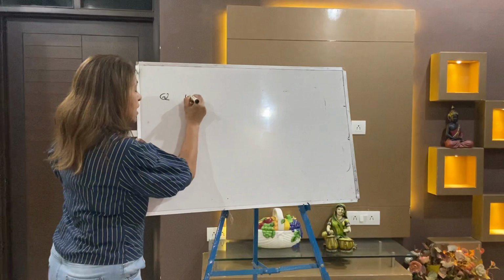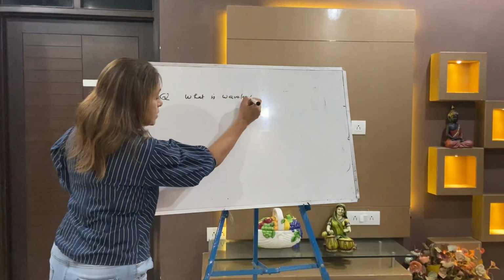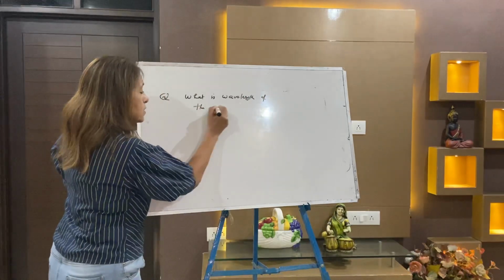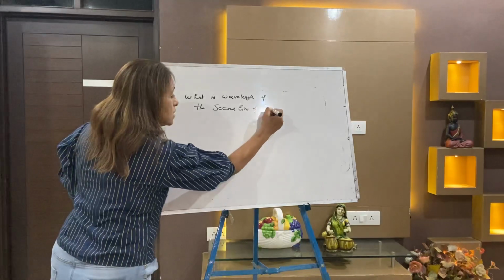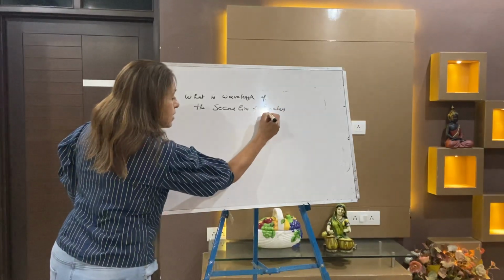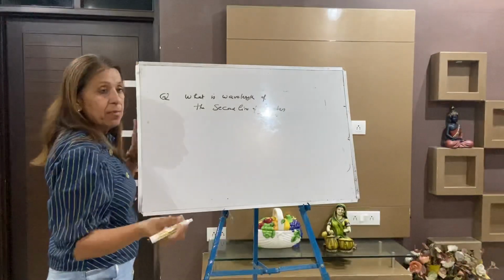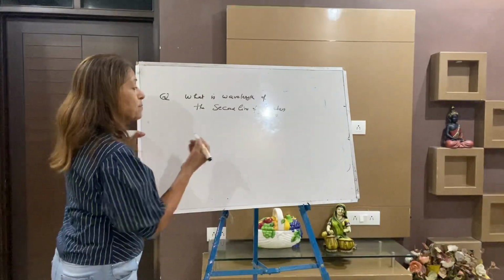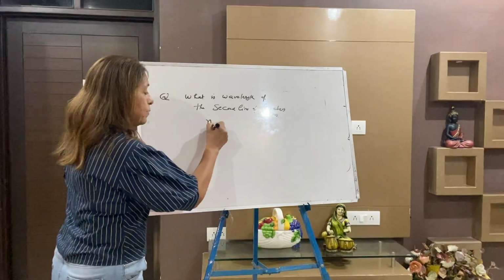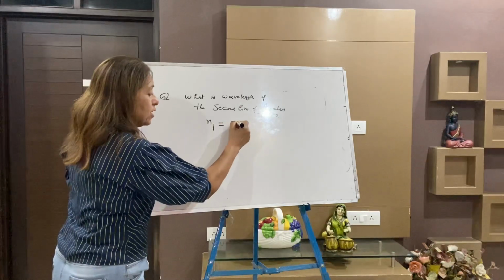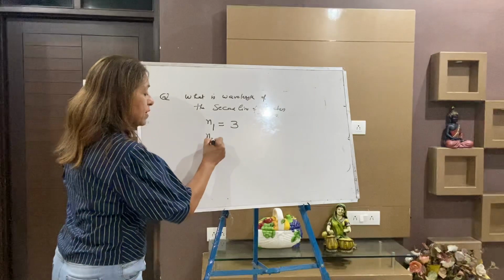Question is, what is the wavelength of the second line of Paschen series? In this way, the numericals may be asked. Just they are saying Paschen series, and we say Lyman, Balmer, Paschen. So, what is the wavelength of the second line of the Paschen series? N1 is 3. So, it's a Paschen series, and what will be the N2?